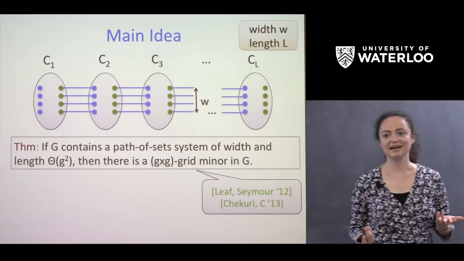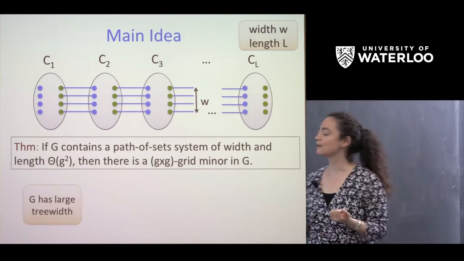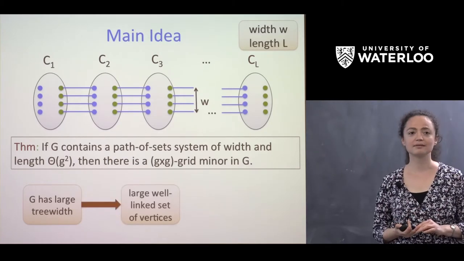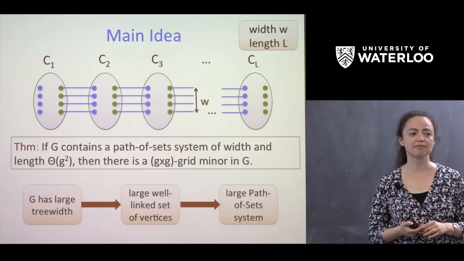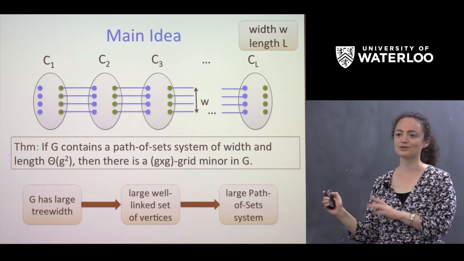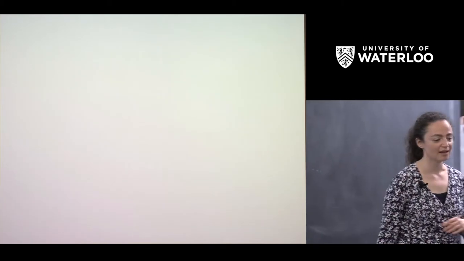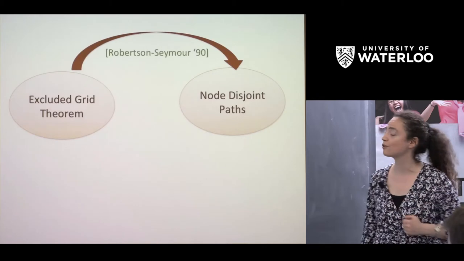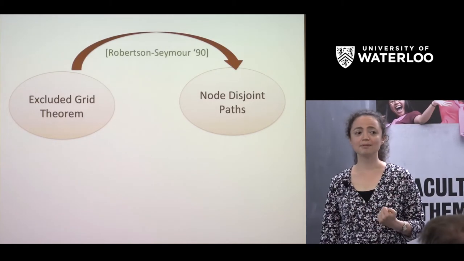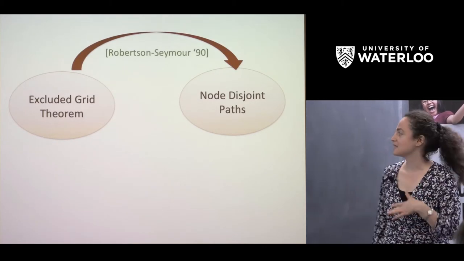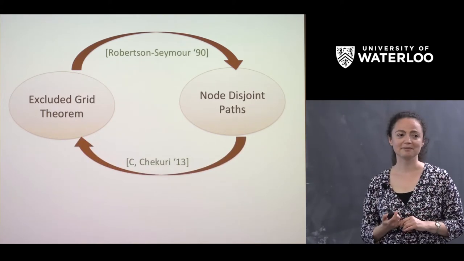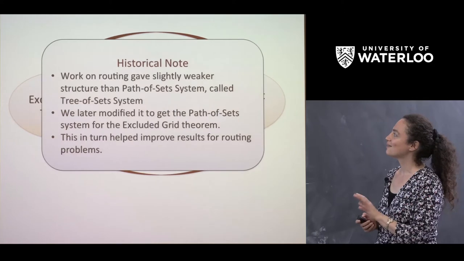And now we're basically done. Because if we know that your graph has a large treewidth, it has a large set of vertices that are well linked, and we know you can build a path of set system, and that's it. You just need to check the parameters. So I feel, in a sense, we kind of came a full circle. Originally, the excluded grid theorem was used by Robertson and Seymour to get the algorithm for the node-disjoint paths problem. But we used some techniques that we developed for routing problems in order to get better bounds for the excluded grid theorem. And let me say a very quick historical note.